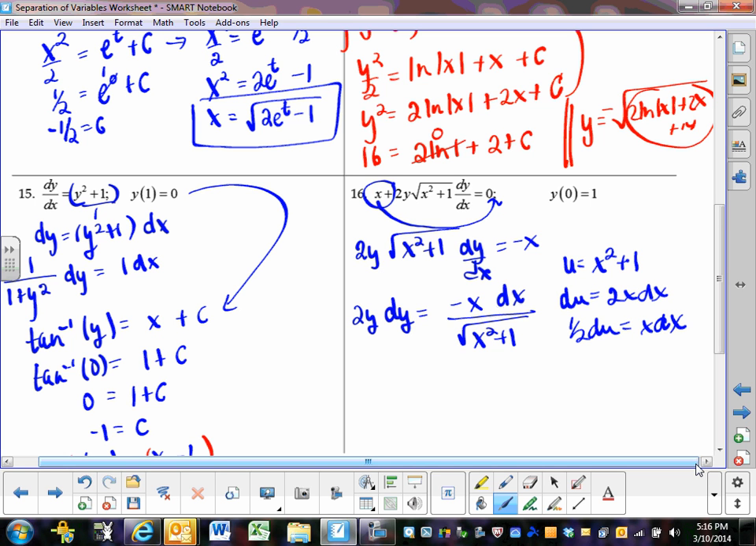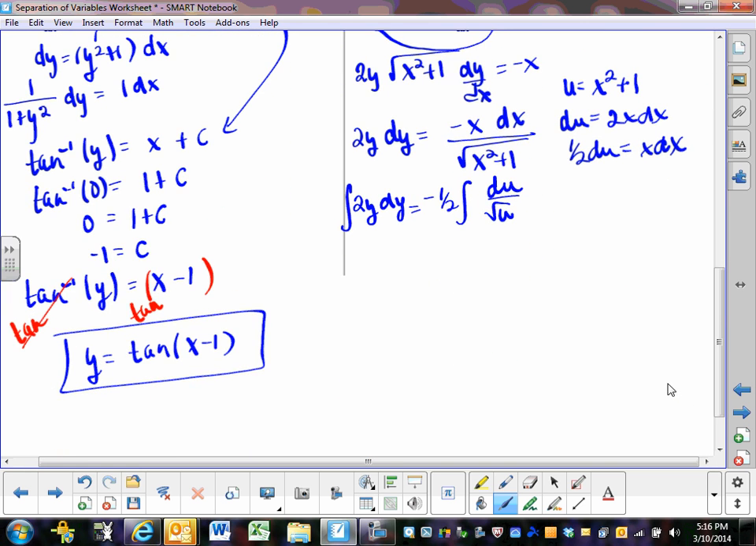I did not leave myself enough space, so I'm going to fix that. So I'll write it down at the bottom. So y equals negative square root 2 natural log absolute value of x plus 2x plus 14, which is still under the radical.